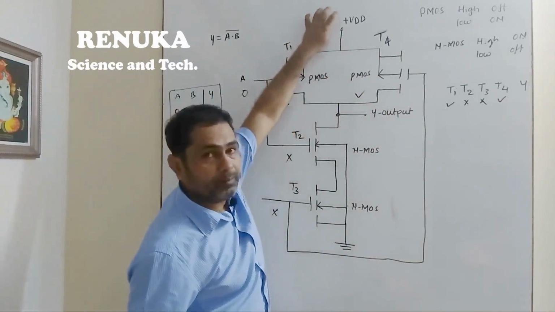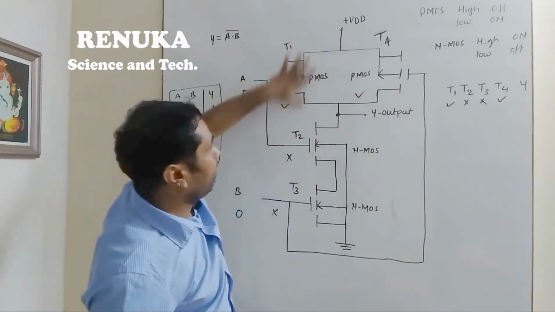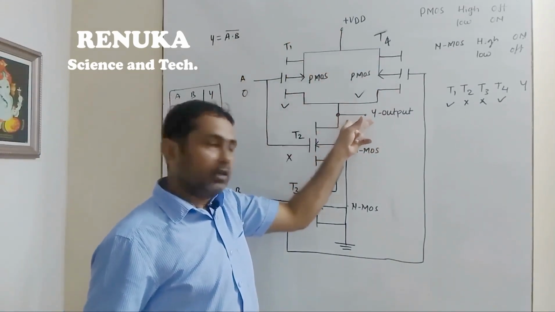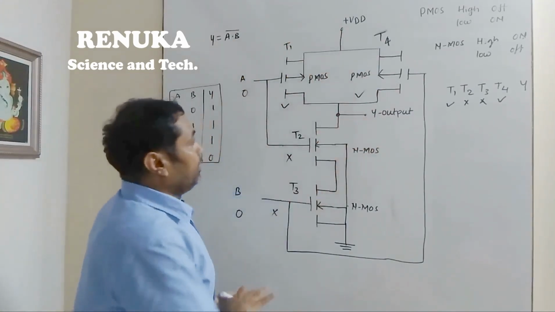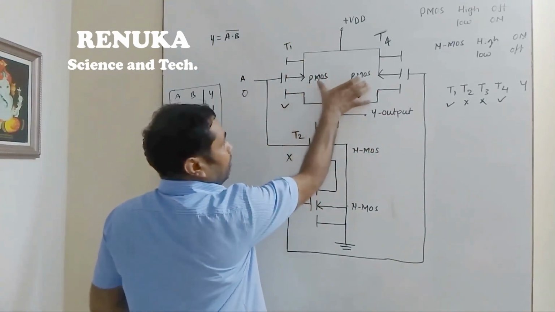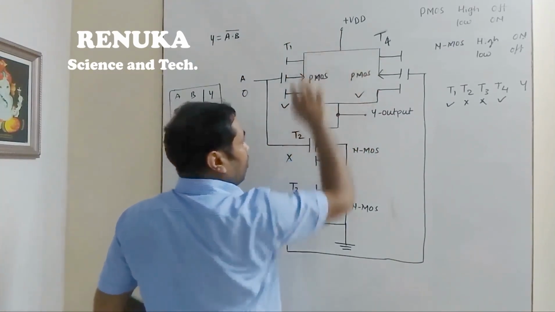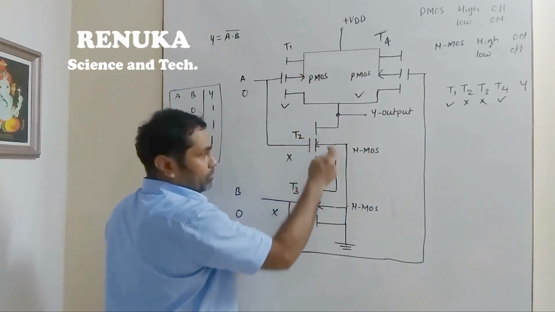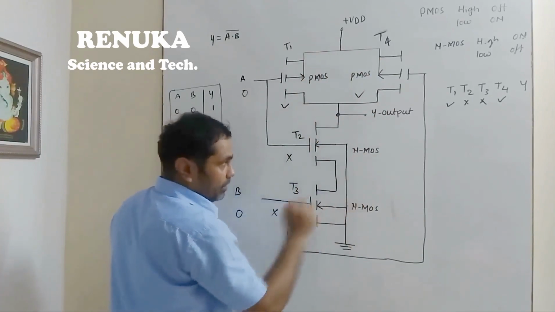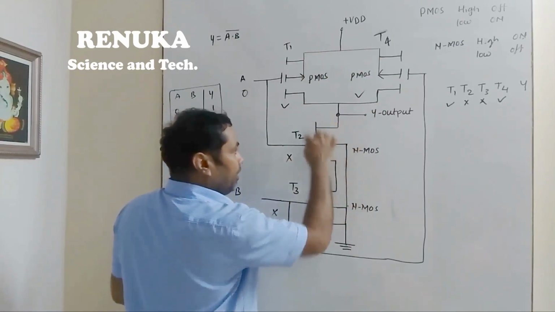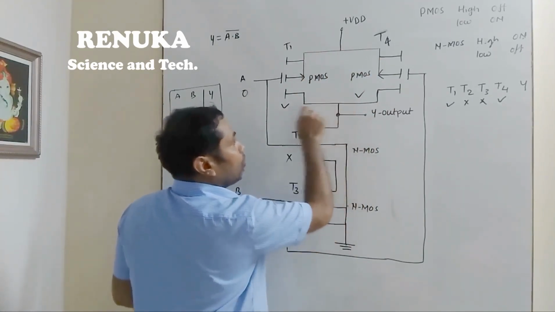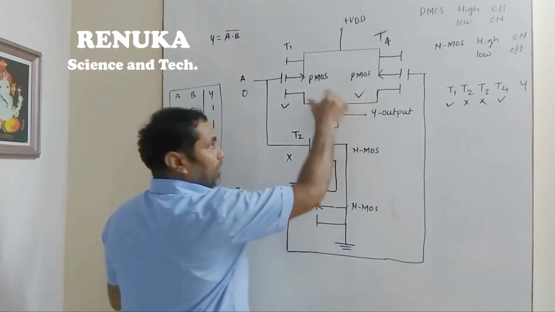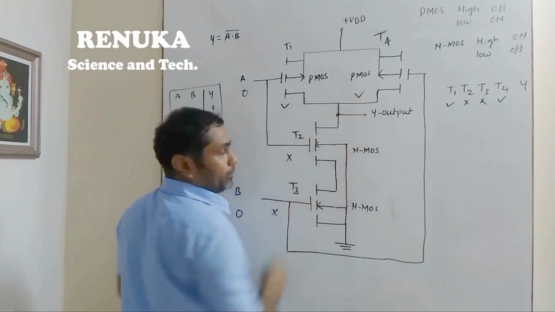So the current from the power supply can have two paths, and both are on. So current can easily come up to this point. Here in the parallel connection, you can see that both the PMOSs are connected in parallel, their sources are common and their drains are also common. In the series connection, both the NMOSs are connected in series, but here the drain of T2 is connected to the common connection of the drains of both T4 and T1. So drains and drains both are connected here.